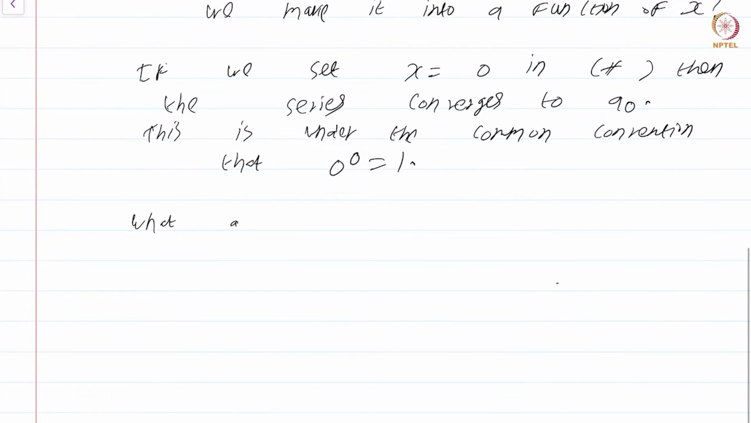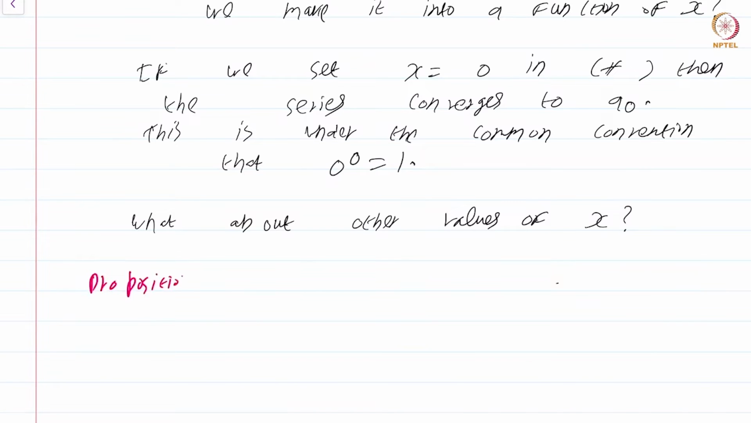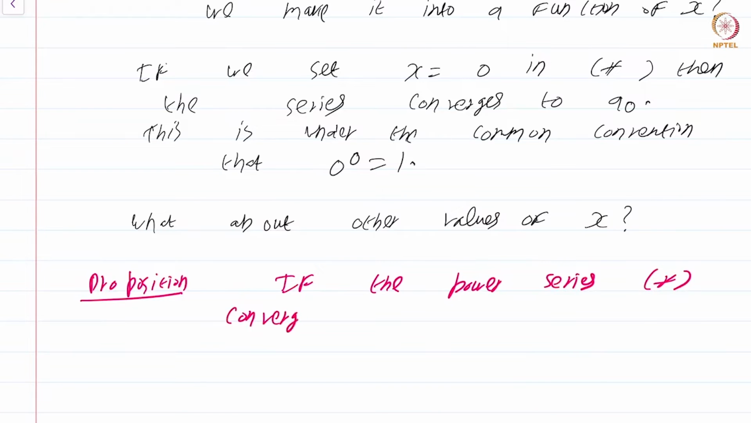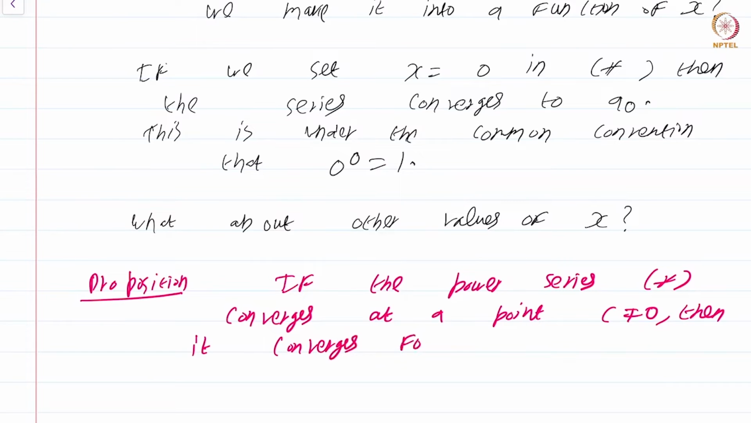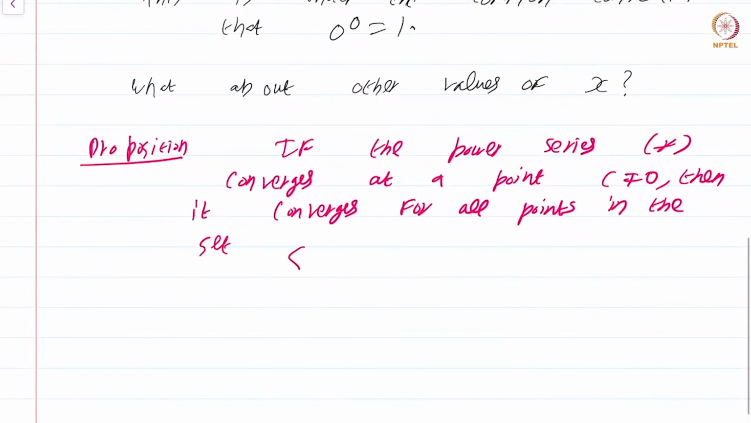What about other substitutions? What about other values of x? Thankfully, power series behave very nicely with respect to the set of points where the series converges. That is dealt with in the following proposition. If the power series star converges at a point c not equal to 0, then it converges for all points in the set of x such that mod x is strictly less than mod c.